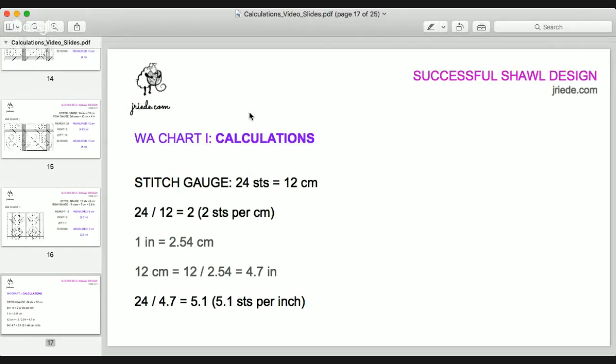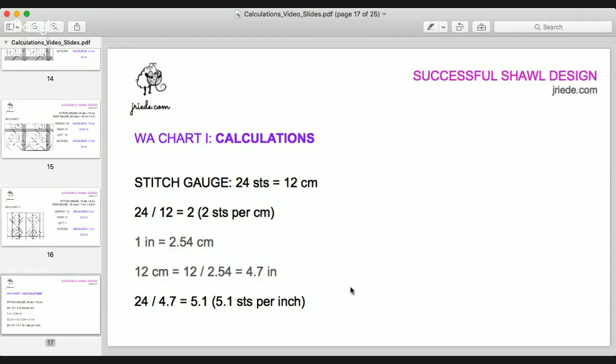We know our stitch gauge, which is 24 stitches in 12 centimeters. And so we can calculate by using this assumption that 24 stitches in 12 centimeters means 2 stitches per centimeter, basically. And we can calculate it the other way around. How many stitches per inch do we get? It's 5.1 in this case. So it might look a bit difficult, but basically it's very, very basic.